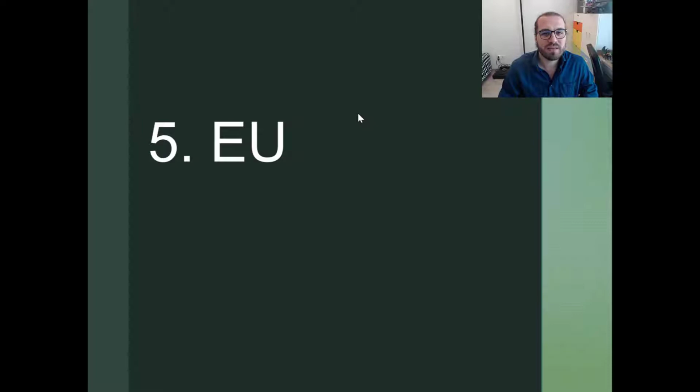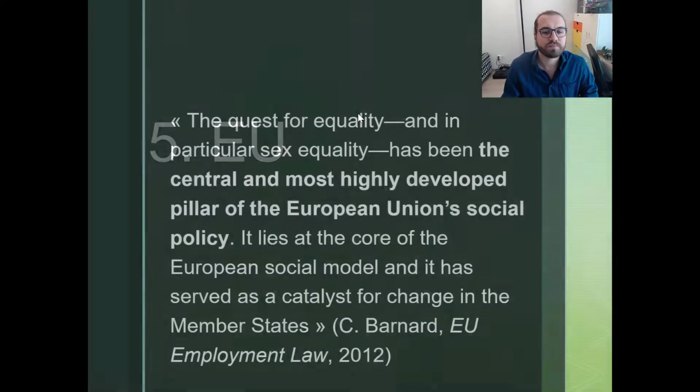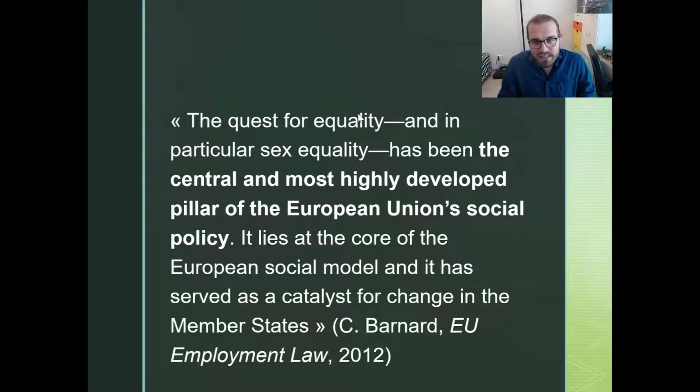Here we are with the EU legal order, which constitutes again our main course for today. Now, in the context of the EU legal order, as highlighted by Catherine Barnard, who is one of the most authoritative voices in EU labor law and EU law in general by now, the protection against discrimination between men and women has been one of the most highly developed areas of EU law in the social sphere.